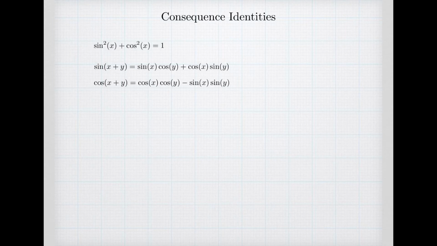Here are the identities stated again, and I just want to identify what they are for you. The first one is the Pythagorean identity, and it comes from the fact that we know all of our points were on the unit circle, so the sum of the squares has to equal 1.